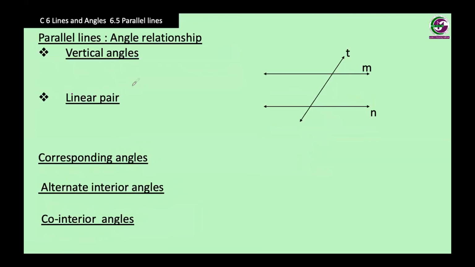Let us summarize all the properties that you studied today. Number 1 that you studied was corresponding angles. Corresponding angles are forming F shape. Second one is alternate interior angles, which is forming Z shape. And co-interior angles, which is also called same side interior or allied angles, is forming a C shape. All the three can also face to the opposite side.